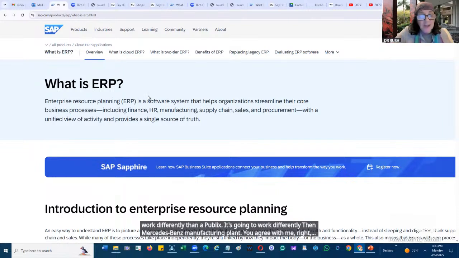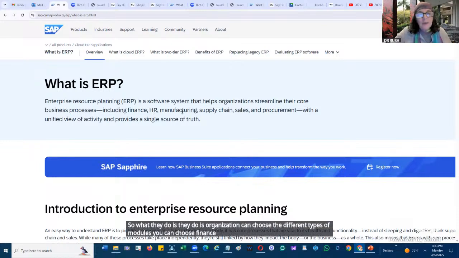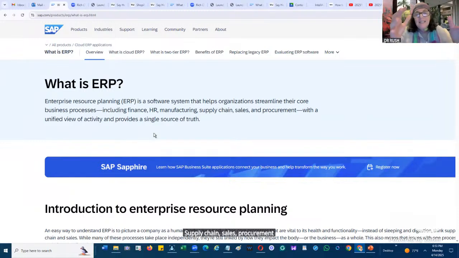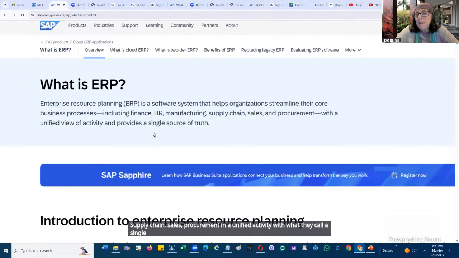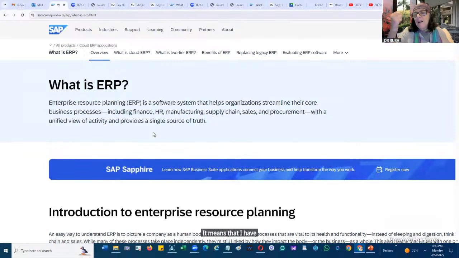So what they do is an organization can choose the different types of modules. It can choose finance, HR, which is human resources, manufacturing. Frank, we are not manufacturing, right? We're not manufacturing anything. We're not a car manufacturer. Supply chain, sales, procurement, in a unified activity with what they call a single source of truth. What does that mean, a single source of truth? It means that I have data that I can rely on in integrity.